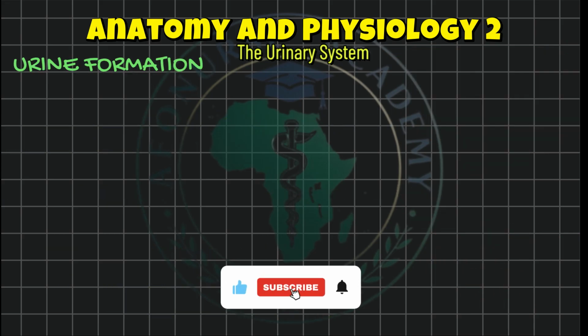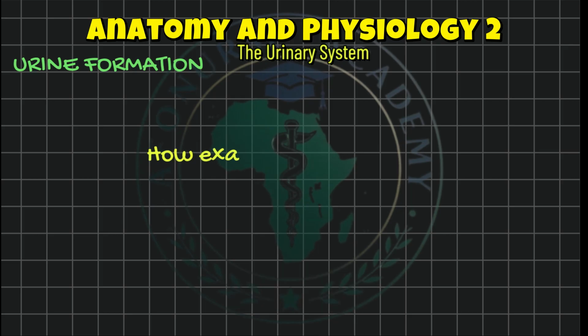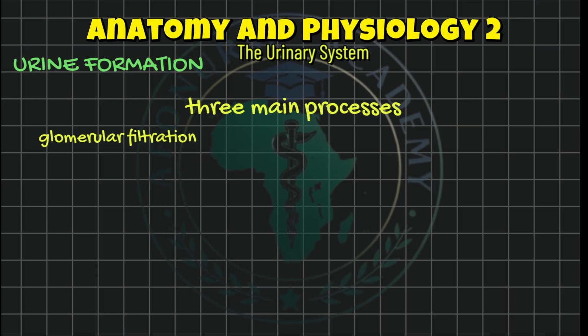Alright, now that we understand the anatomy, let's talk about the physiology. How exactly is urine formed? This is where we really see the genius of the kidneys. Urine formation involves three main processes: glomerular filtration, tubular reabsorption, and tubular secretion. Let me break down each of these for you.